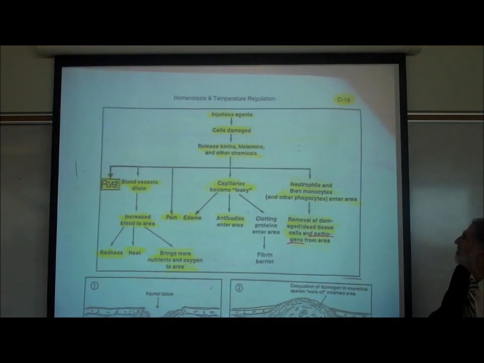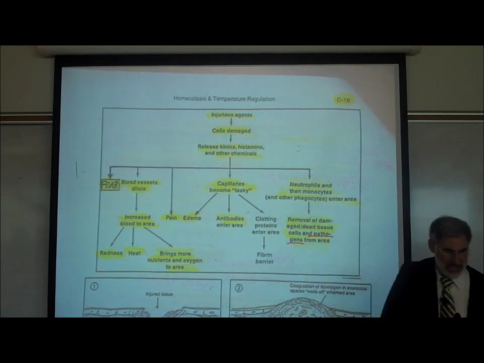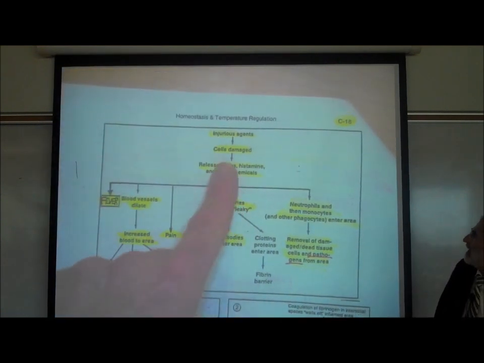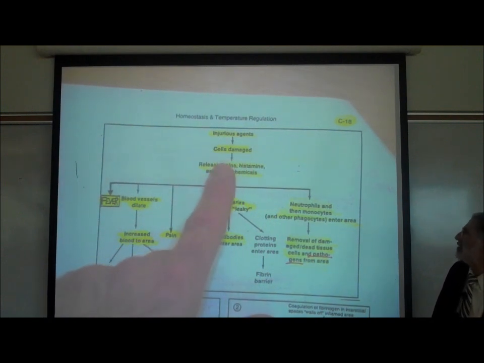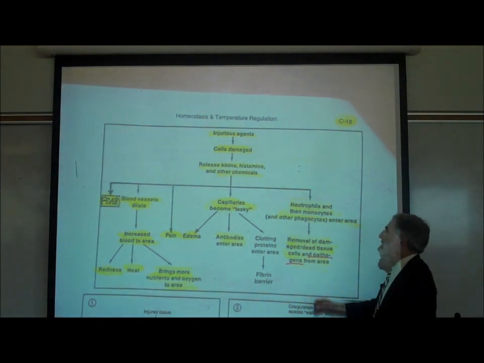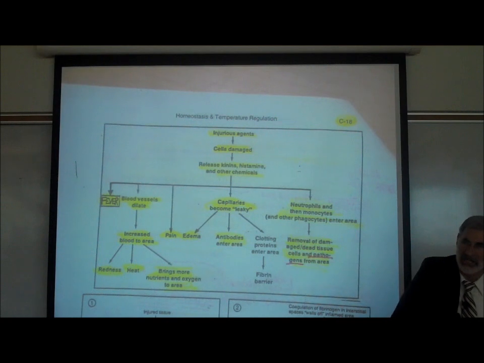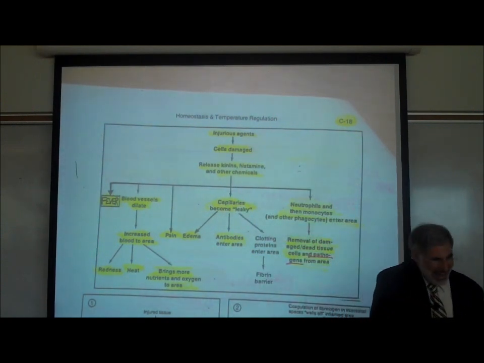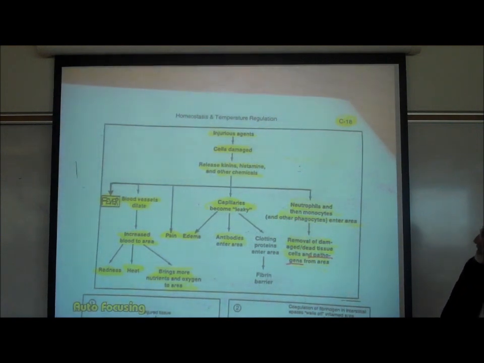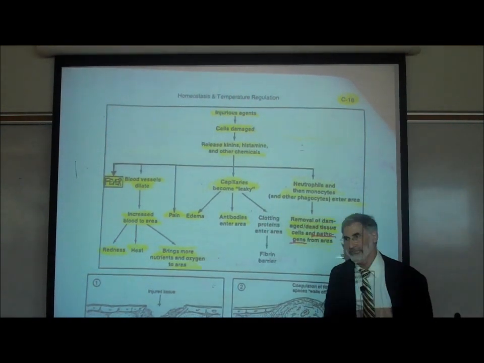So what does it show? Injurious agents. You'd say, what's that? Anything that injures your body, causes cells to be damaged. Injured or damaged cells release chemicals. They release kinins and histamines, prostaglandins, interleukins, leukotrienes, all these various chemicals that are collectively called chemical mediators of inflammation. These chemicals cause the inflammatory response.